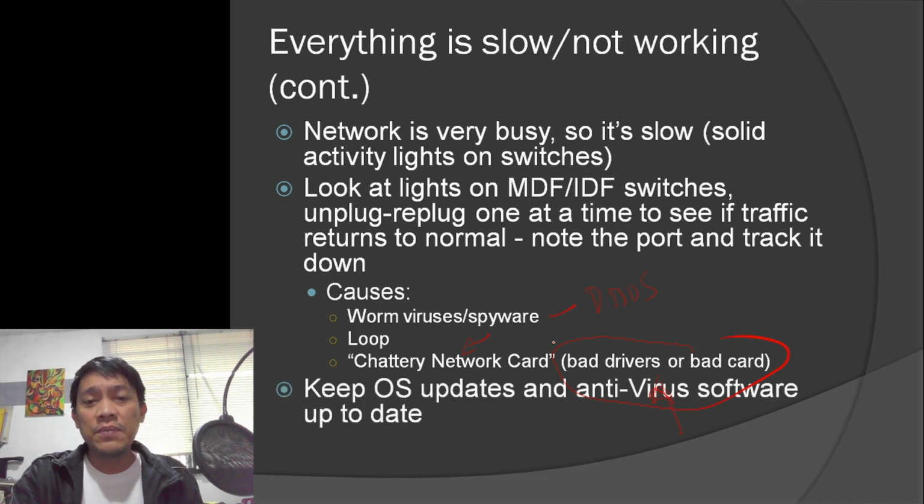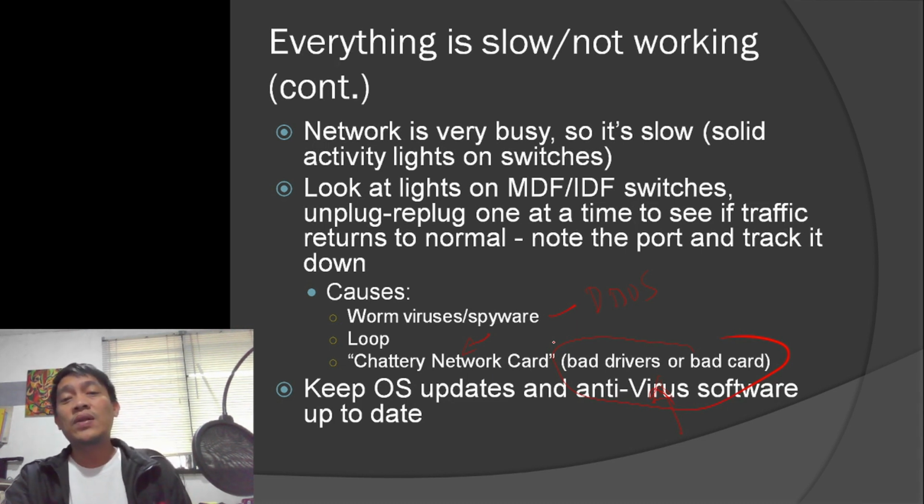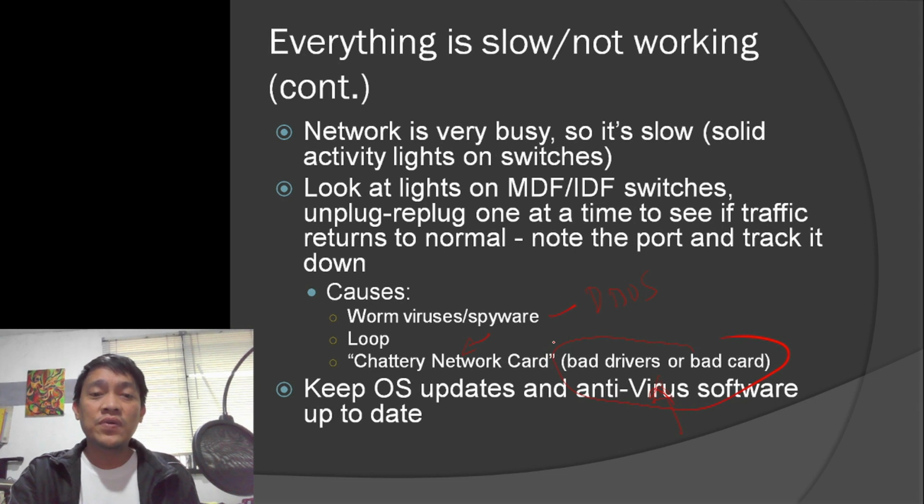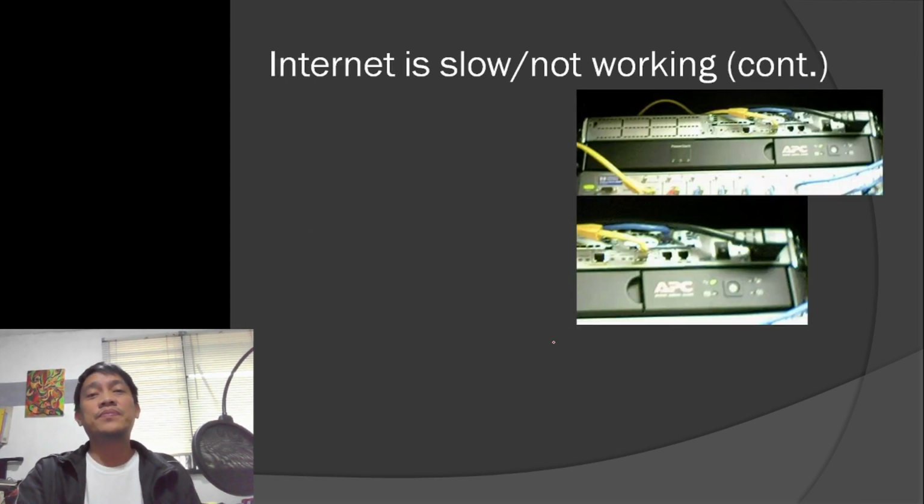Okay, next is keep OS updates and antivirus software up to date. So always update your operating system and antivirus. Always remember that antiviruses need to be updated from time to time, whether it's automatic or scheduled, or you can manually update the antivirus. Same also with the operating systems, because viruses also evolve, and vulnerabilities of operating systems also evolve. So you have to consider updating your antivirus and operating system.